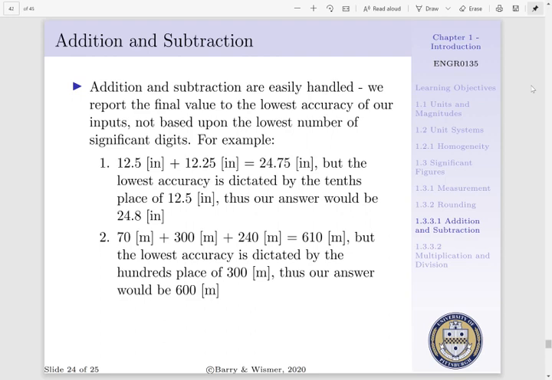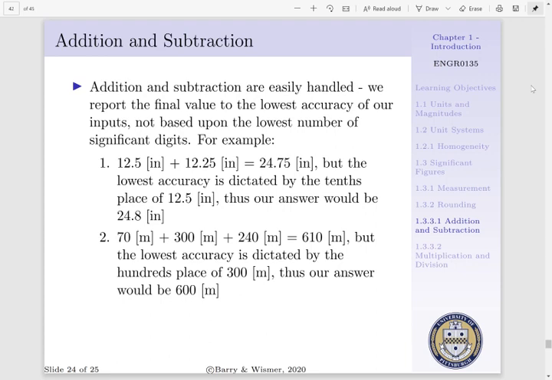For example, if we take 12.5 inches and add it to 12.25 inches, we would have a value of 24.75 inches. Now, we might be tempted to report this to 3 significant digits. However, although our answer does have 3 significant digits, we are going to use our lowest accuracy input to determine our output. Our lowest accuracy input is dictated by the tenths place.